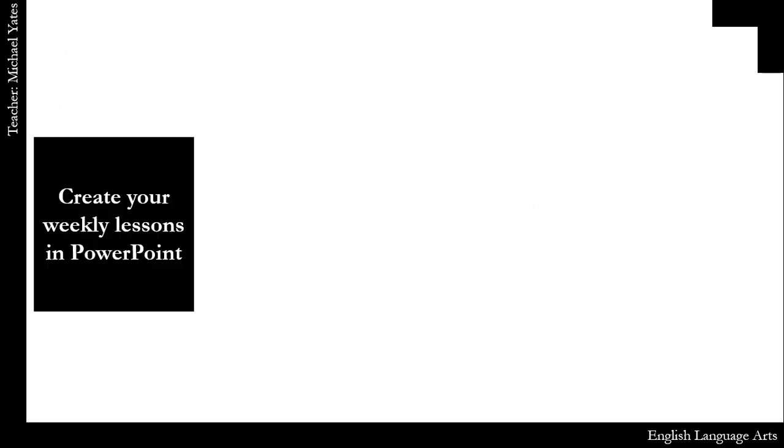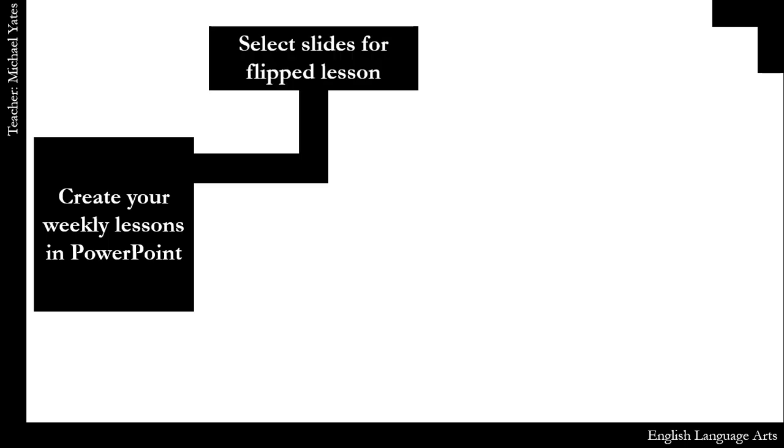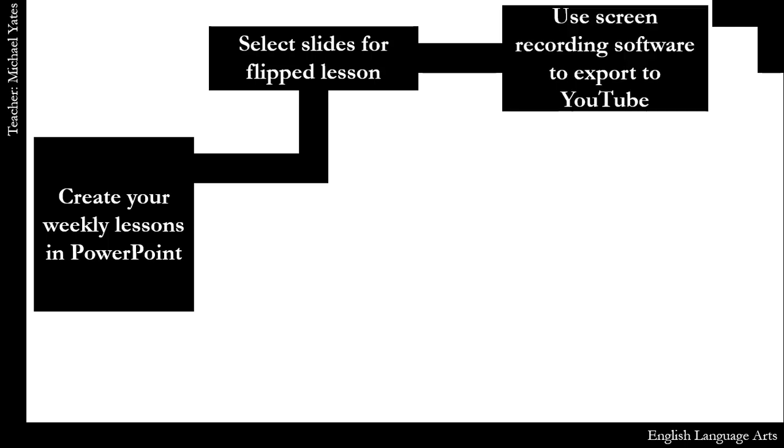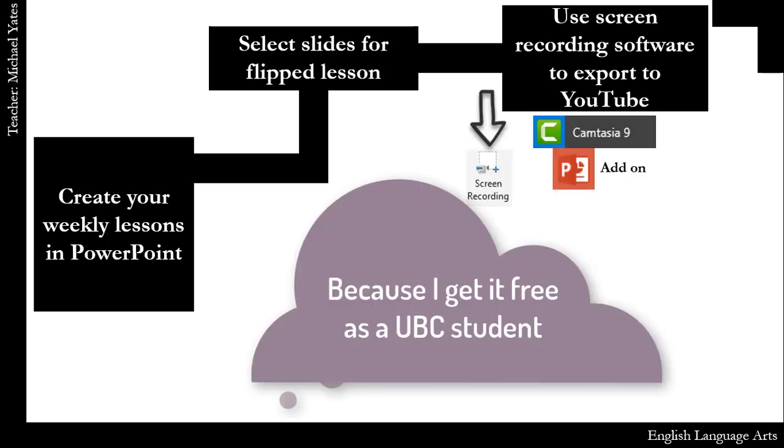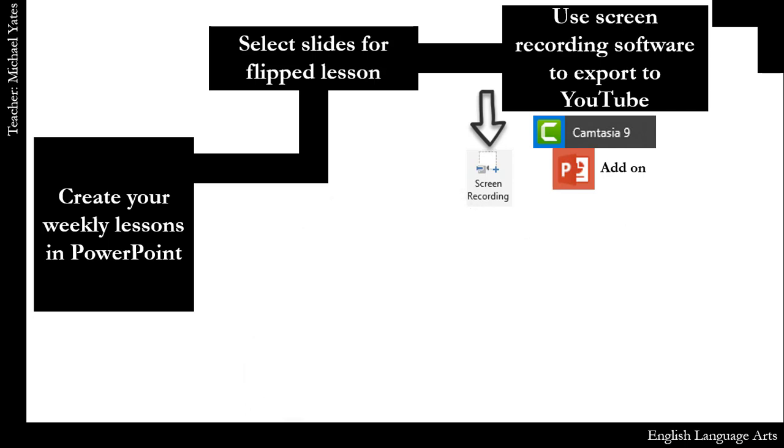Okay, the first thing you have to do in order for any of this to work is to create your weekly lessons in PowerPoint. I know this can be seemingly tedious task, but it is very useful. After that, you're going to select the slides for your flipped lesson. You're going to use a screen recording software to export it to YouTube. That's it. I personally use Camtasia 9 with the PowerPoint add-on, but you could use just the screen recording button in PowerPoint, and that is free for educators.